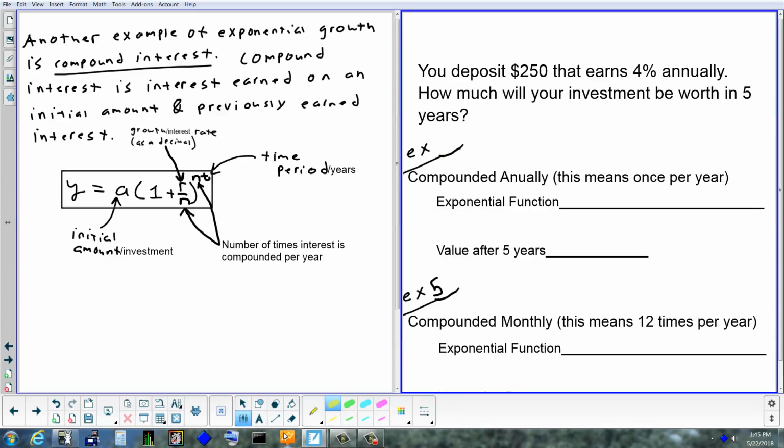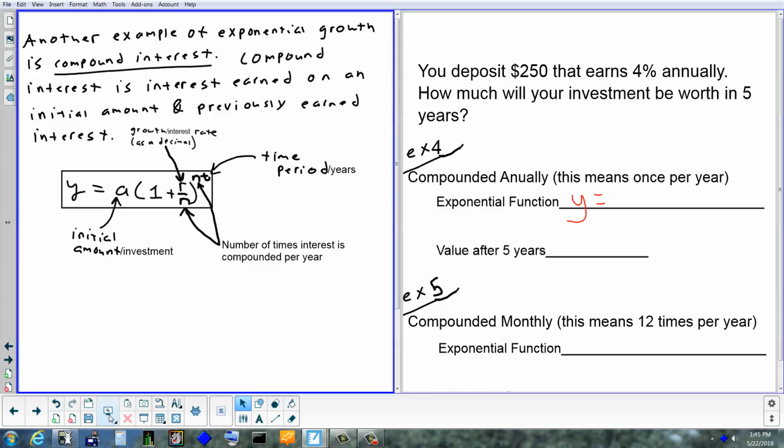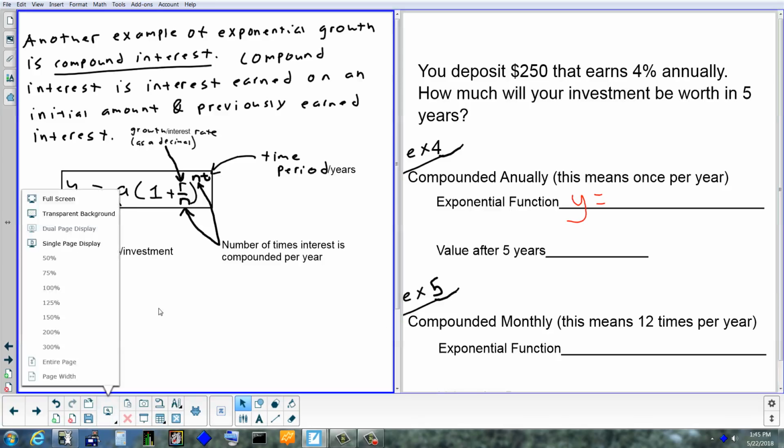So, for this one, if I'm going to set up my exponential function, I'm going to start with y equals. What comes next? Fred, what comes next? How much am I starting with? 250. Yeah. Chances are, for these type of problems, A is going to be the biggest number there.